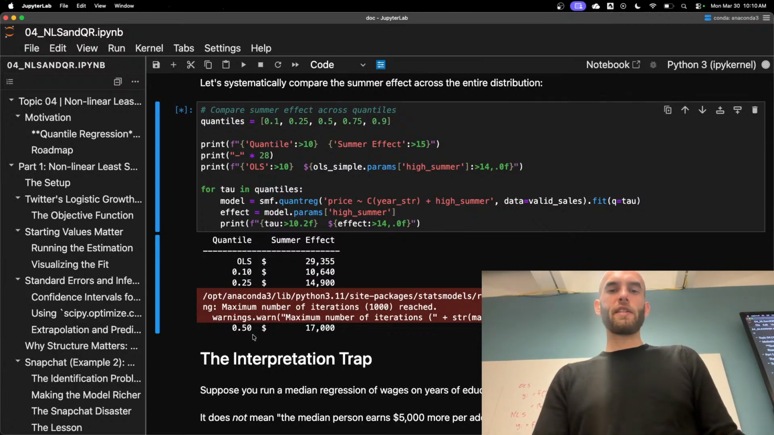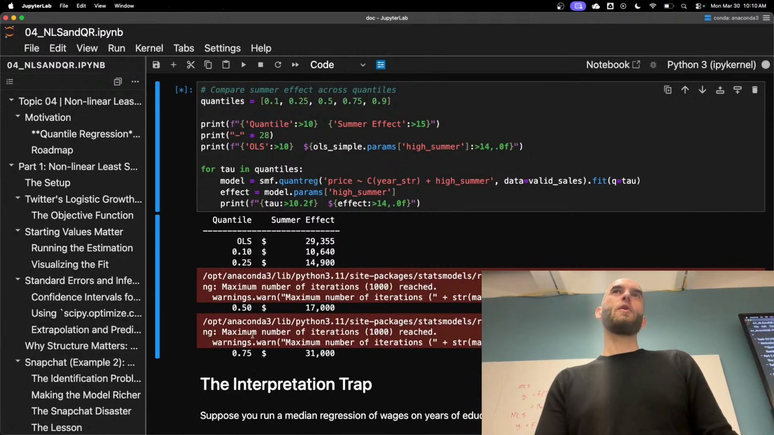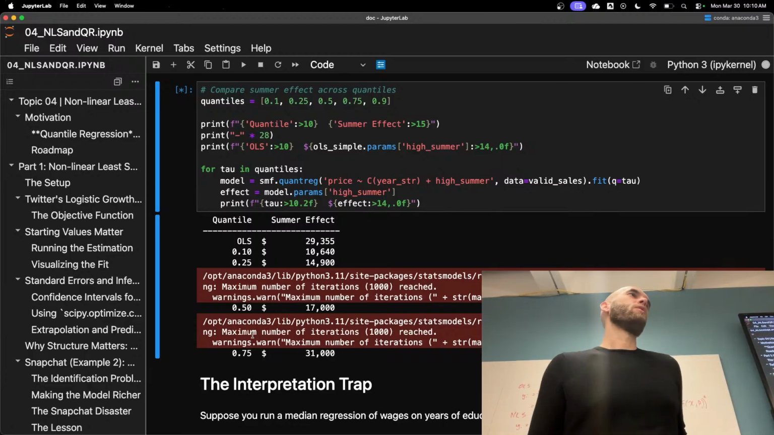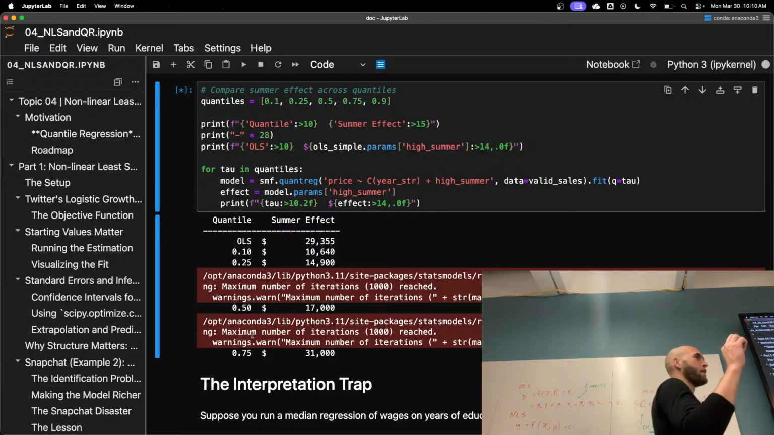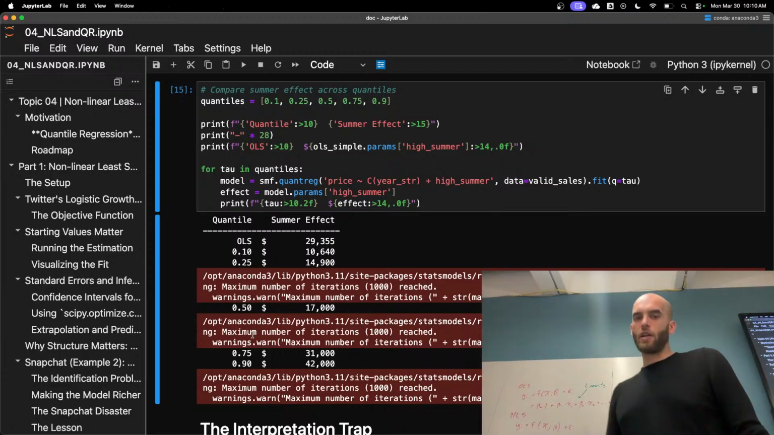And then we're just going to run these through. And as you'd expect, these values are going to increase. So the impact of selling, or let me say this differently, the sale price in the summer across these different quantiles is going to be higher as we move into the more luxury market. Sort of almost exactly as you'd expect.